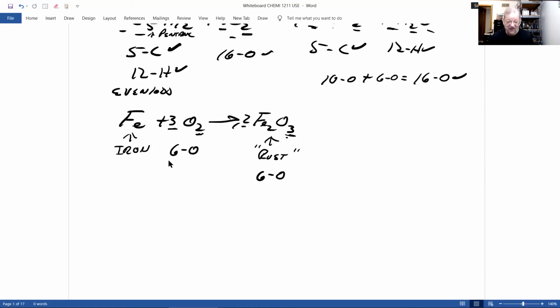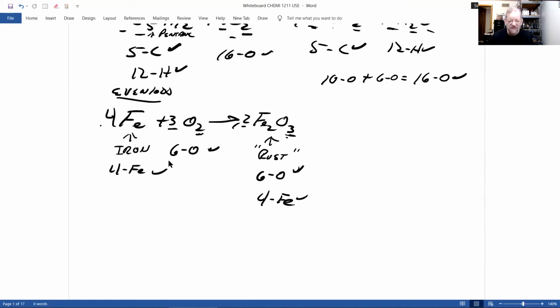Well, now they're balanced oxygen-wise, but now I have 4 iron. And how do I get 4 iron here? That. And now let's check if I'm done. 4 iron, 6 oxygen, 6 oxygen. And that's the even-odd trick.